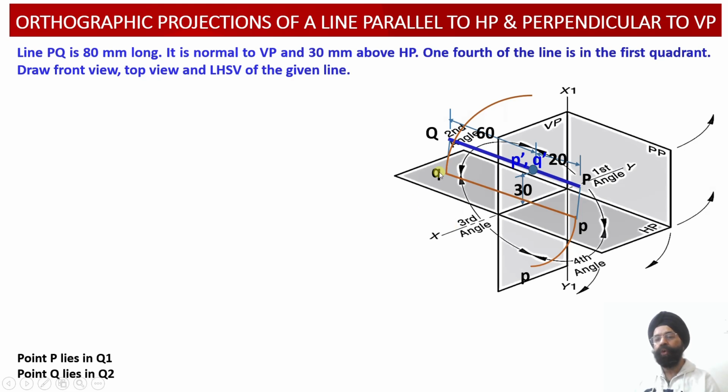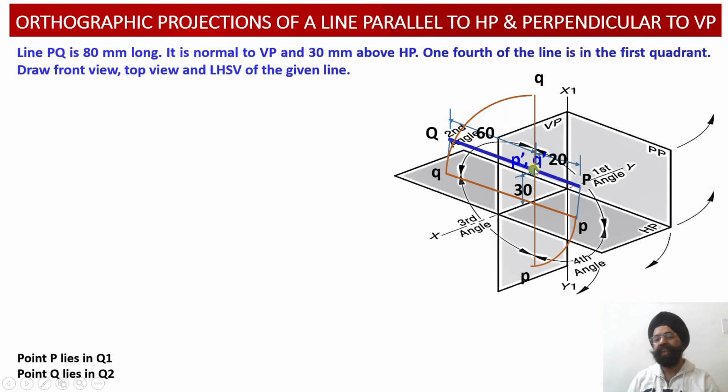Similarly, point Q is lying 60 millimeter behind the vertical plane. So 60 millimeter behind the vertical plane, this distance will be rotated in the upward direction. So this distance of 60 millimeter will be drawn 60 mm above this XY reference line. So this way, the top view projection will be 20 millimeter lying below the XY reference line to locate point P, and 60 millimeter point Q will be located above the XY reference line over here.